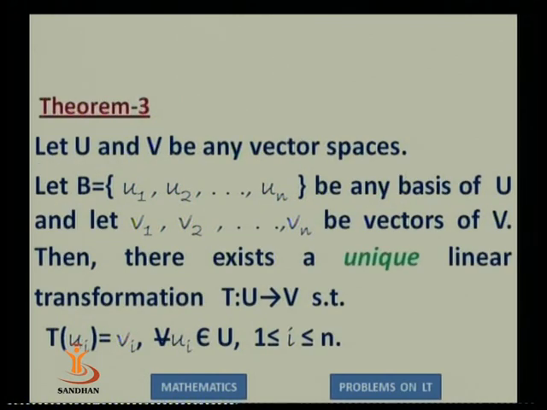Next, we come to the third theorem, recall. Let U and V be any vector spaces, let B equal to {u1, u2, up to un} be any basis of U, and let v1, v2, up to vn be vectors of V. Then there exists a unique linear transformation T from U to V such that T of ui is equal to vi for every i, 1 less than or equal to i less than or equal to n.